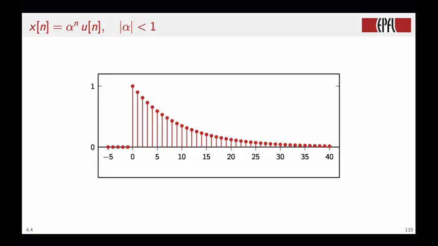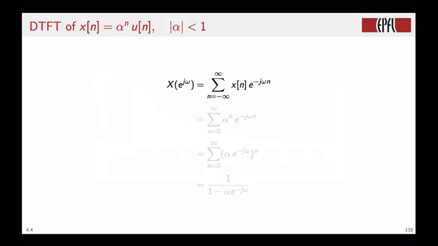Let's take a simple sequence, an exponentially decaying sequence. We know the sequence from the introduction to this class, and we know that it is a non-periodic infinite support sequence. When alpha is less than 1, we also know that this sequence has finite energy, so we can compute the DTFT. We do that, so we write the formal definition. This is the sum from minus infinity to plus infinity of x of n times e to the minus j omega n. Here we use the values for the sequence.